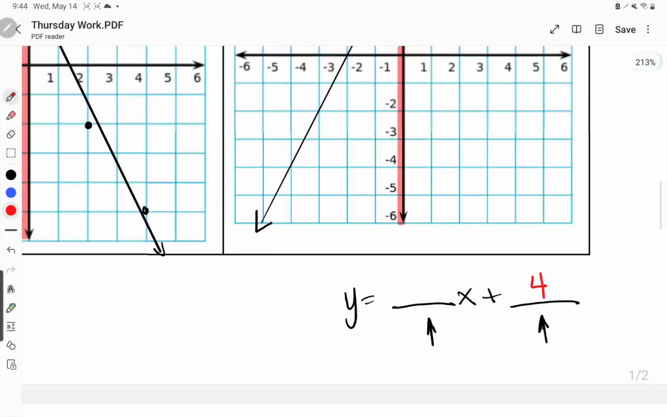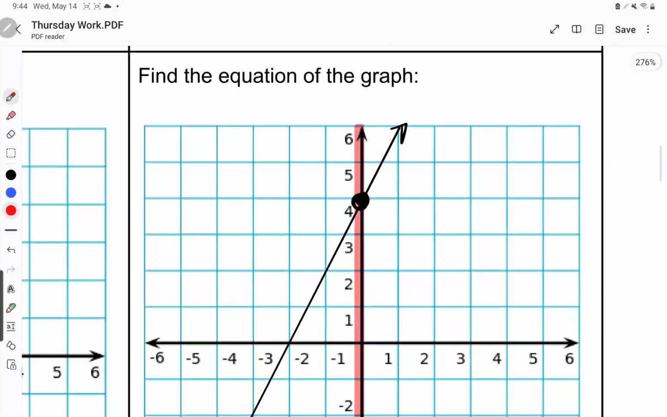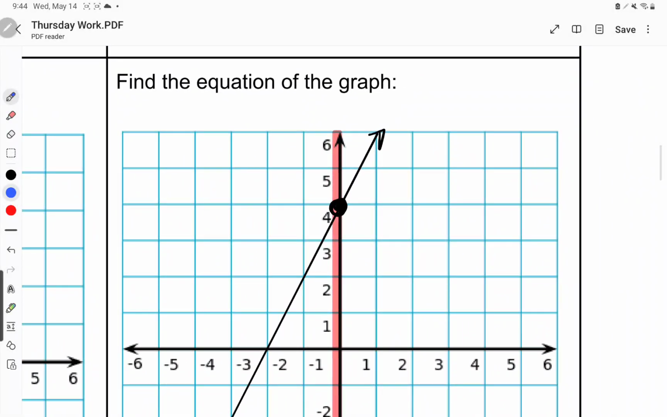That is our y-intercept. After that, what do I do? I find another point. I usually always try to go to the right. So I'm going to drag my finger on my line until it passes through the corner of a square. Right here is the corner of a square. So we'll put a dot there.